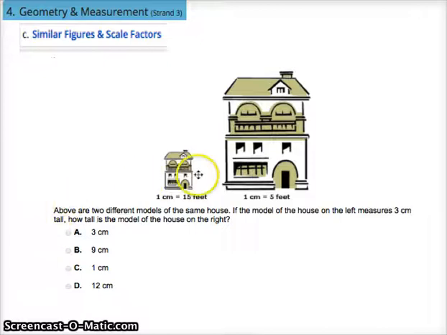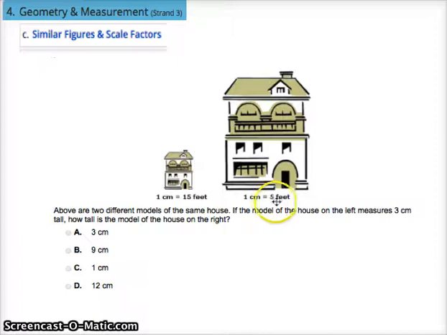Here we have a small model and another model. Above are two different models of the same house. If the model of the house on the left is 3 centimeters, it's times 3, so this would be 45 feet. So let's say we have 45 feet here. How tall is the one on the right?